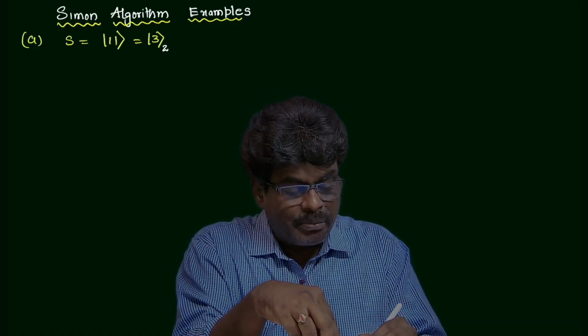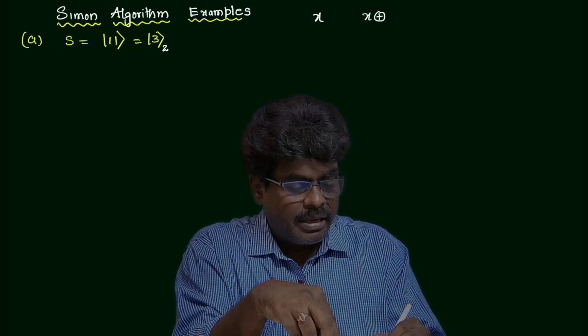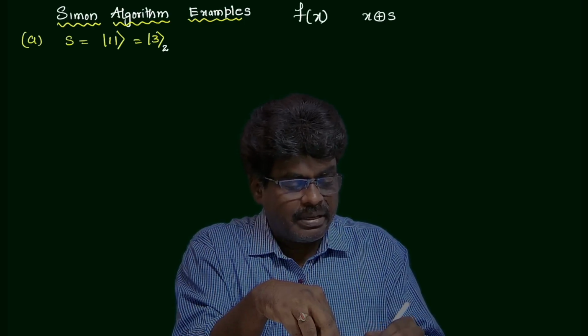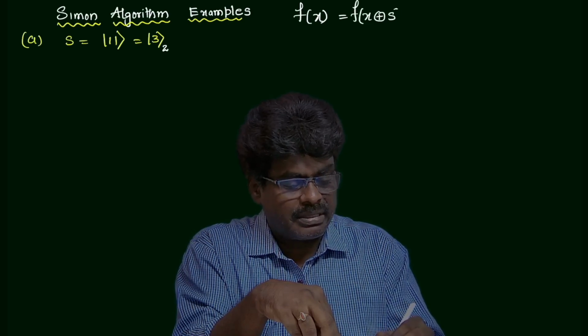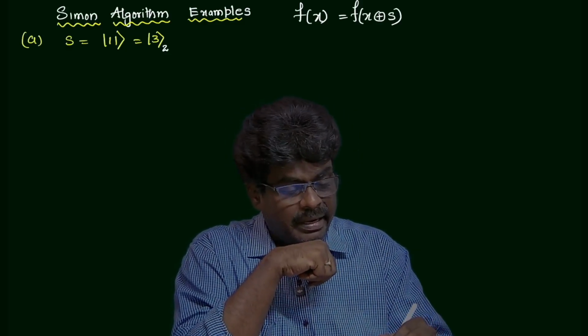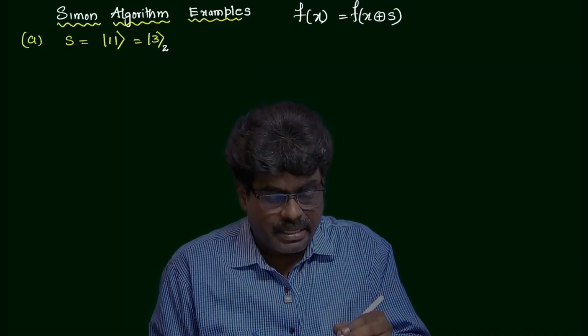Here we have two inputs. Let us say this is x and another one is x XOR s, and these two inputs have the same output. That's it. Okay, right? So here our hidden variable in this example is s equal to 3. Now first let us construct the tabular form.